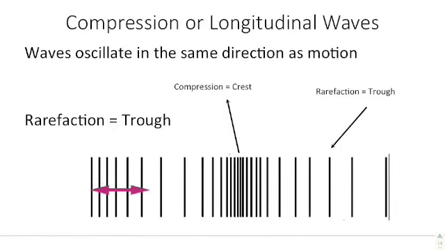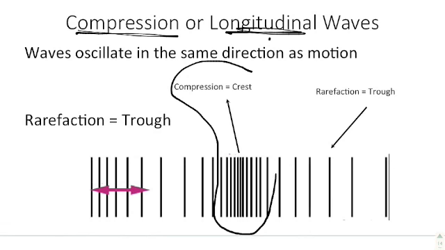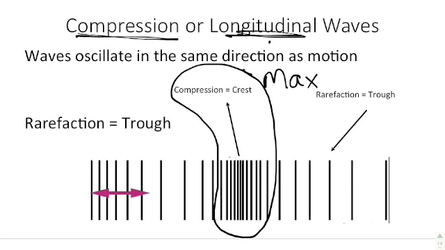Waves that oscillate in the same direction of motion are sometimes called a compression wave, sometimes called a longitudinal wave. The reason it's sometimes called a compression wave is because a compression is the same thing as a crest. That point where it's squeezed together represents a compression, or a point of maximum energy. So when I say they're equal to each other, I'm saying it's the same thing on two different waves. It's the maximum energy in each.